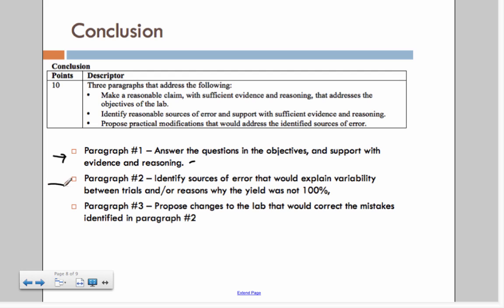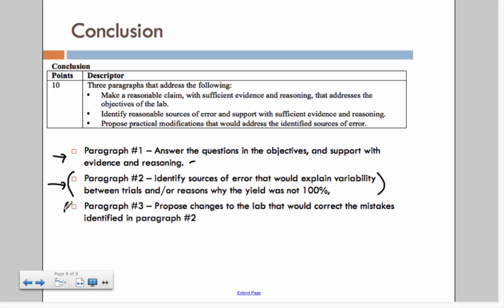Okay. Second paragraph is really focusing on why did you not get 100% yield in your procedure. Okay, so we did an example sources of error paragraph when we were talking about the hydrate lab. Essentially, you're looking to do the same thing in this paragraph here. So I'm looking for you to identify a reasonable source of error. I'm looking for you to support it with evidence, like observations that you made in the lab, and I'm looking for you to tie the 2 together with some reasoning.